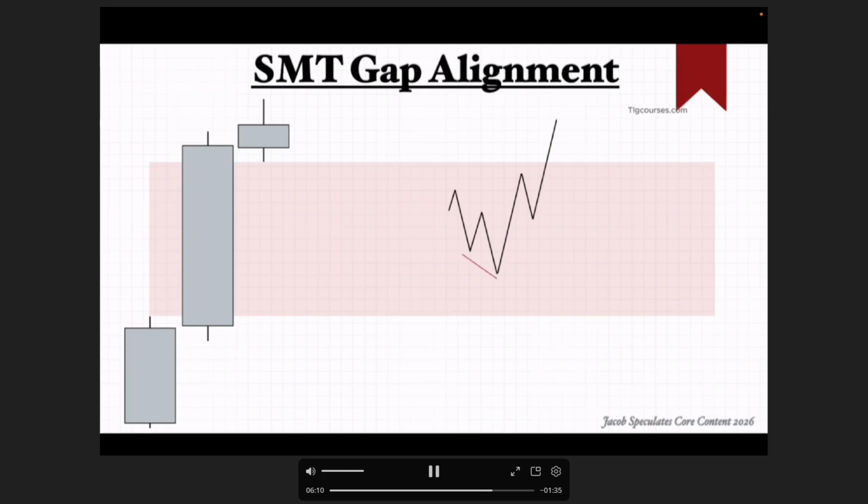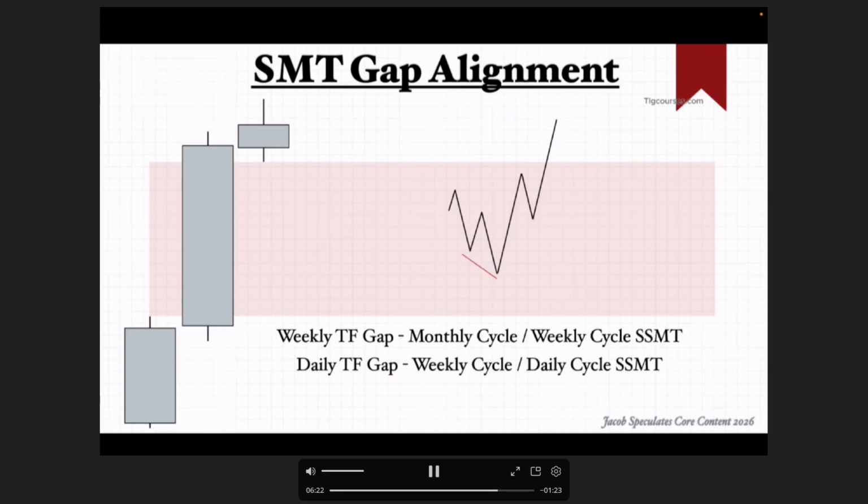The proper time frame alignment for these gaps and their corresponding SMT would be if you have a weekly time frame gap, then you'll look for a monthly cycle or weekly cycle sequential SMT inside of that gap. If you have a daily time frame gap, then you can use a weekly cycle or daily cycle sequential SMT. And if you have a 4-hour gap, then you can use the daily cycle or 90-minute cycle sequential SMT.